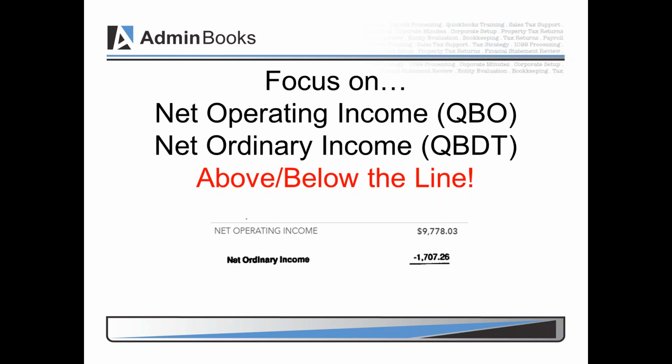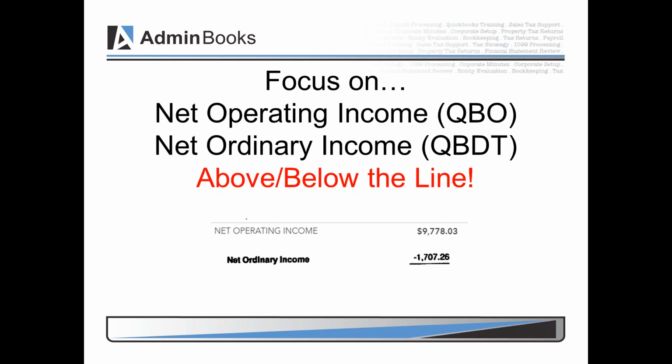But what we do, what I recommend, is looking at one line item. Now in QuickBooks Online, the phrase is net operating income. So you have income, you have expenses, and then there's this line that says net operating income, and it shows an amount. On desktop, it says net ordinary income. Means the same thing, but depending if you're in QuickBooks Online, QuickBooks Desktop, you look at this one line.